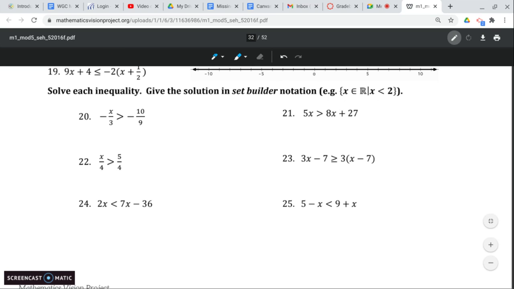So we're going to take a look at number 20 because obviously there's some fractions going on here. So what we want to do is we need to get rid of the 3 in the denominator. We also need to get rid of the negative. So I'm going to multiply both sides by negative 3. So that cancels there. So we're left with x is less than, remember, when you multiply or divide by a negative number, it flips the sign.